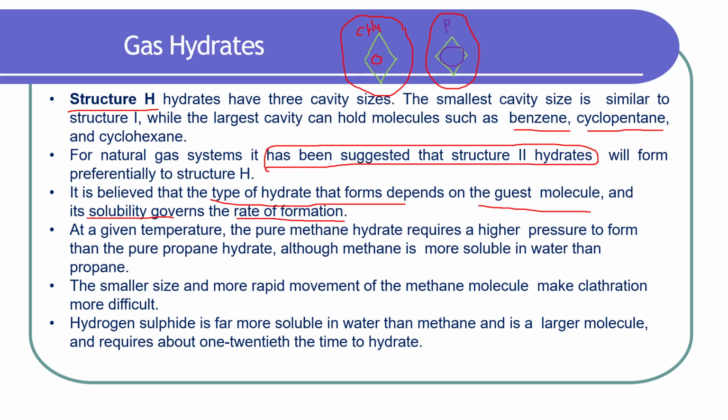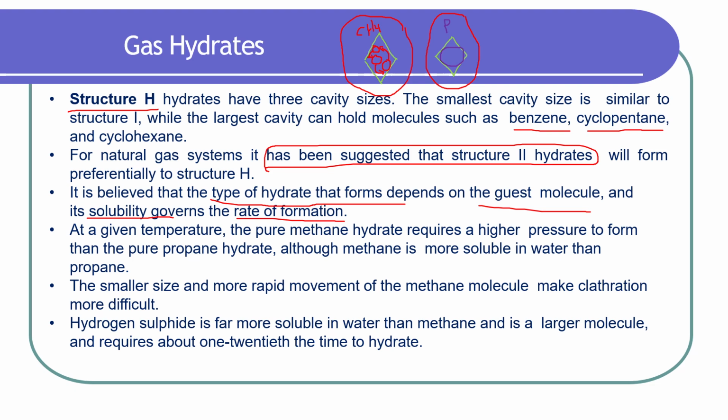And the reason for that is the size of the molecule, because CH4 is a smaller molecule. Once it gets into the cage, it will keep moving to another location, and another location, which means that you will require high pressure in order to entrap or to stabilize that CH4 molecule inside the cage.